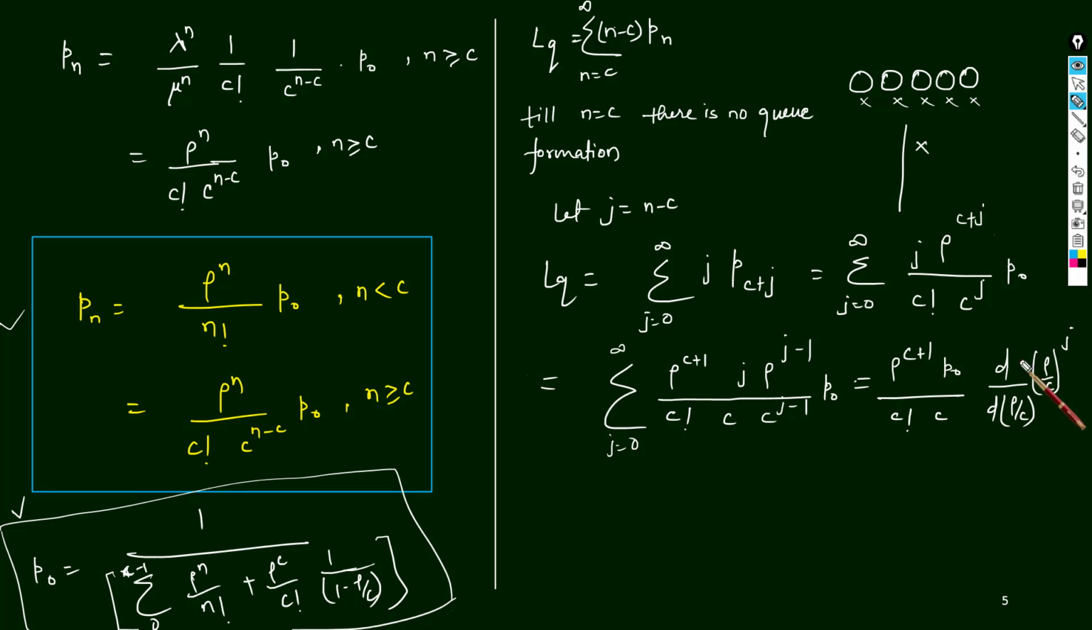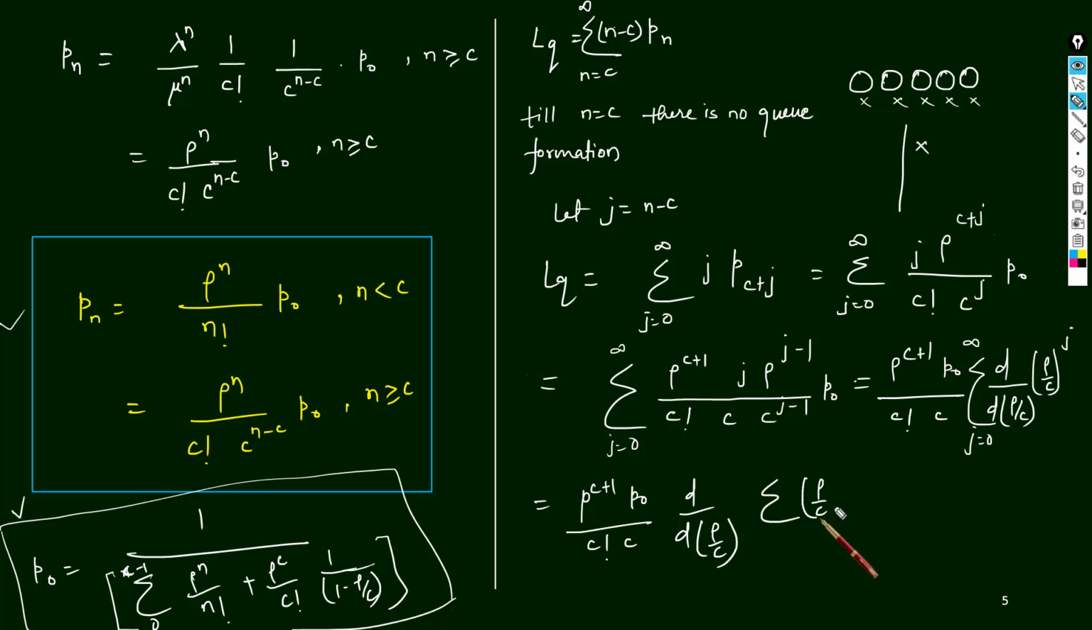This is the differential, and what we can do is put the summation here, j equal to 0 to infinity, and exchange this. So differentiation we take outside, and take the integration: d upon d of rho by c into the summation of rho by c to the power j, when j is equal to 0 to infinity.